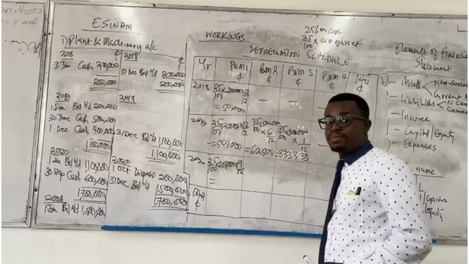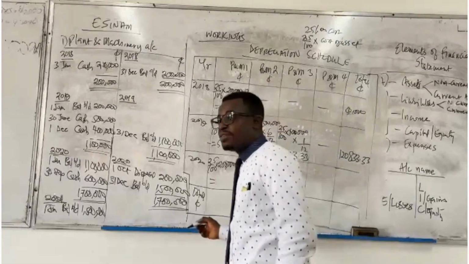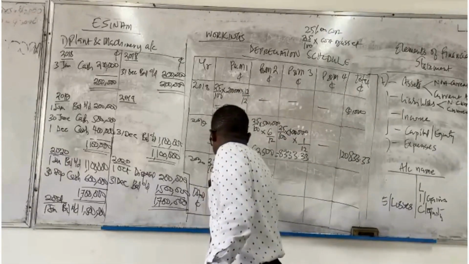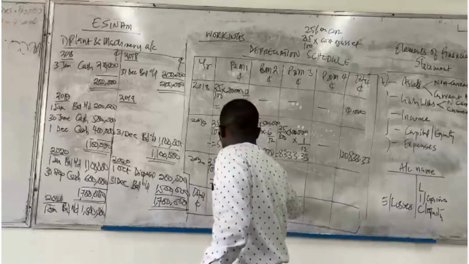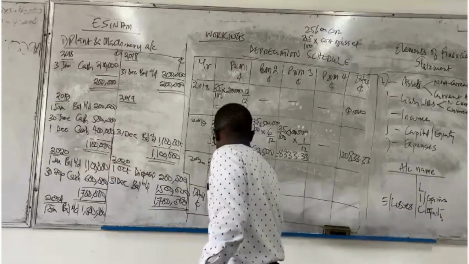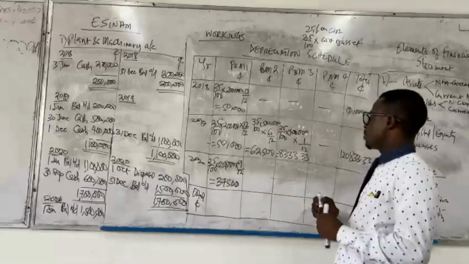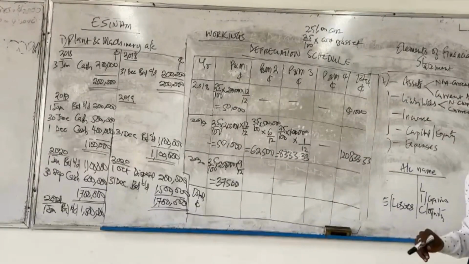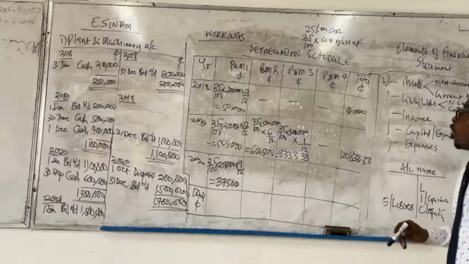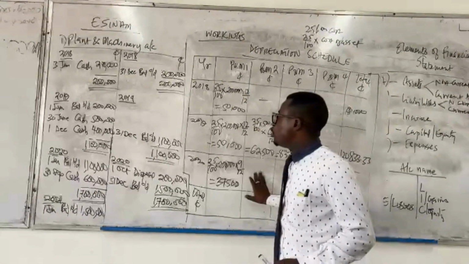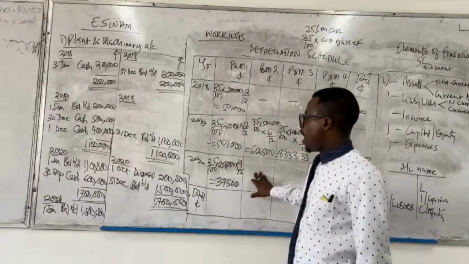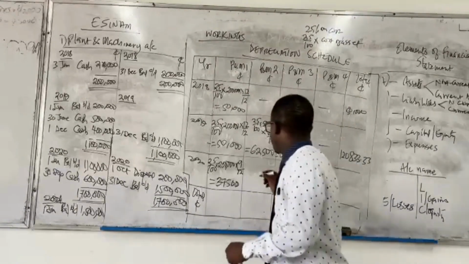What's the total figure? 37,500. Are we good? Yes. All right. Was plant and machinery 2 used in 2020? Yes. How many months was it used?